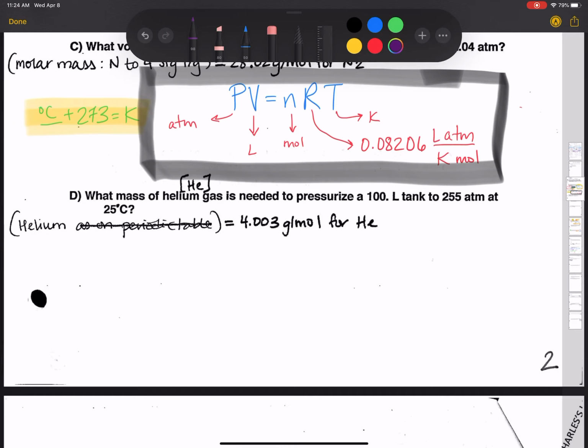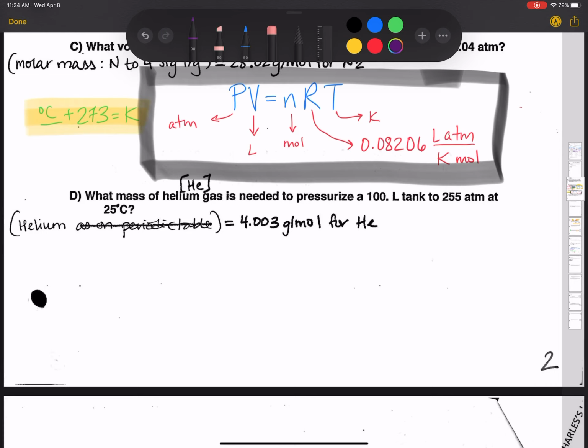R is a constant, which remember that means it's always that particular value. So the version of R that we're using is 0.08206. It has the units liters times ATM over Kelvin times mole. So that's your ideal gas law formula. Remember, that's the formula that you will be given. It's exactly as a formula that's written on your formula sheet. It's on the front cover of this packet, and you're also given R.